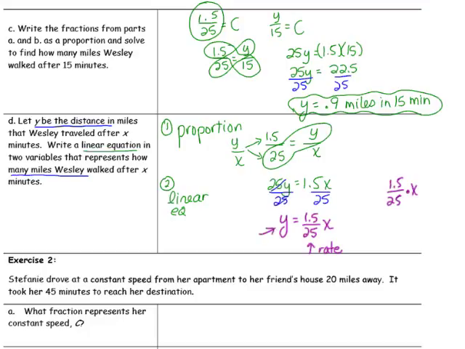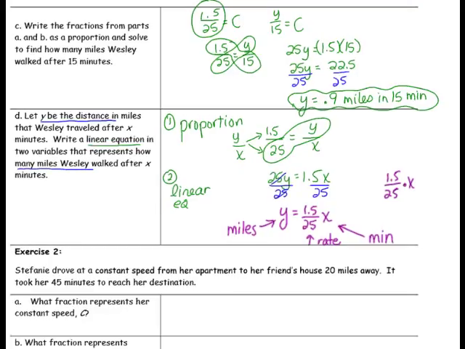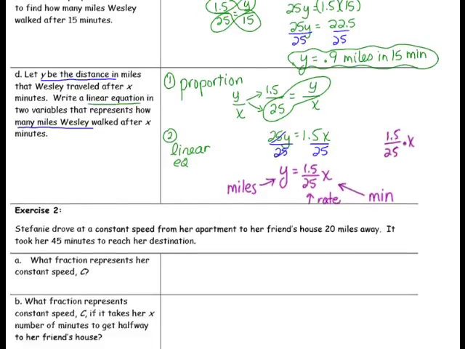Remember that y represents the number of miles. The coefficient of x is the rate or the speed, and x represents the number of minutes or hours it takes, depending on the problem, to cover the miles. Let's continue with exercise 2.